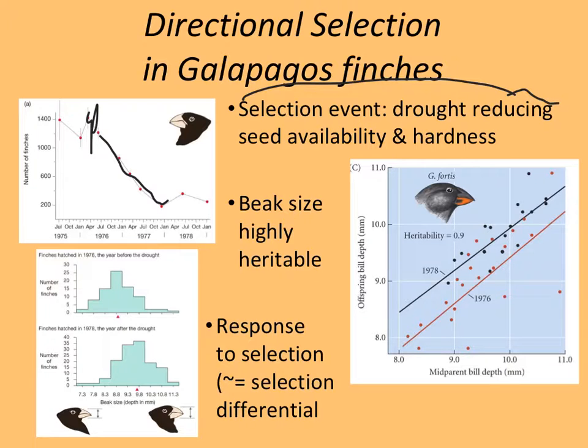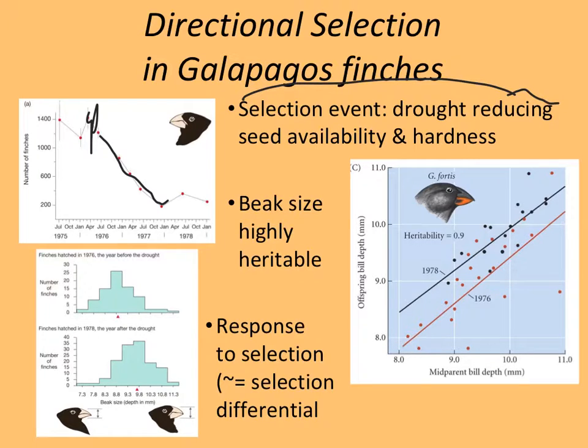Now, the beak size on these things is highly heritable. There's variation, like we talked about, so you need heritable variation, and then you need something that differentiates among individuals that survive better than others. And then there's something called the response to selection.